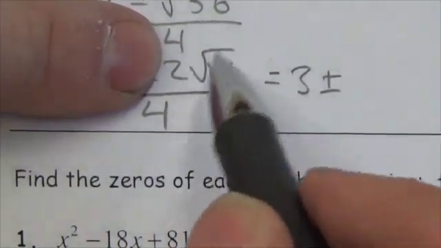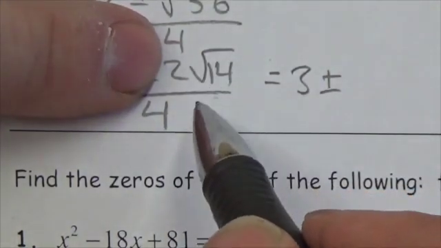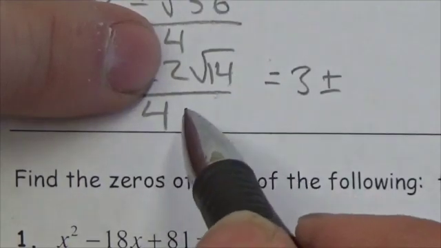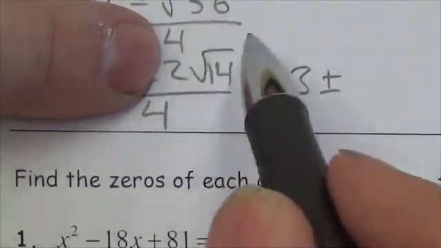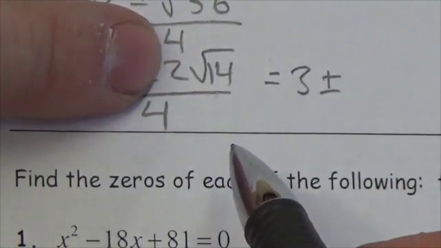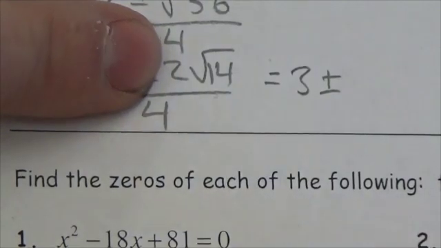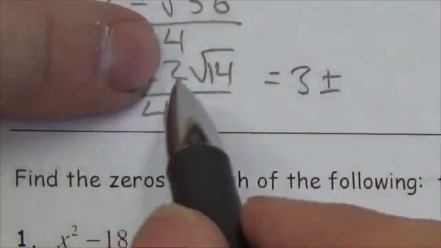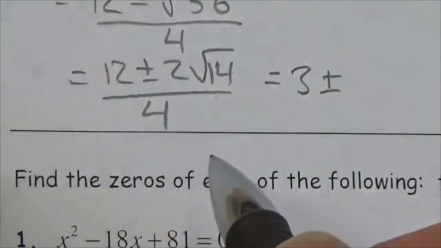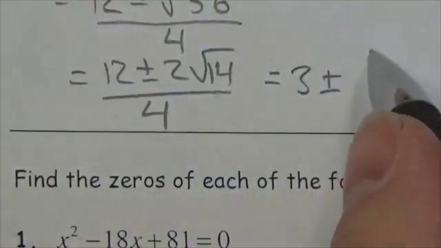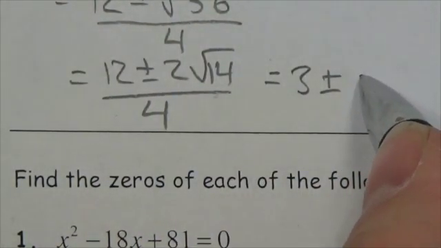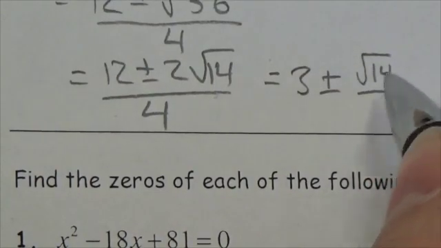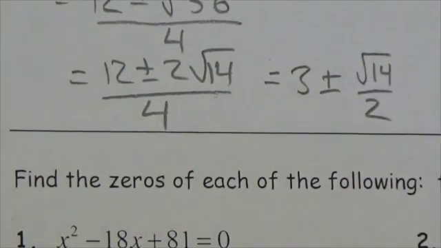Now, I can't do anything with the root 14. You might say, well, there's a common 2 between there. This isn't 14, though. This is root 14. Root 14 isn't divisible by 2. 14 might be, but not root 14. However, the 2 in the front is. And so what I can do here is I can make this, for example, just root 14. Now, it was 2 over 4. I'd make that root 14 over 2.